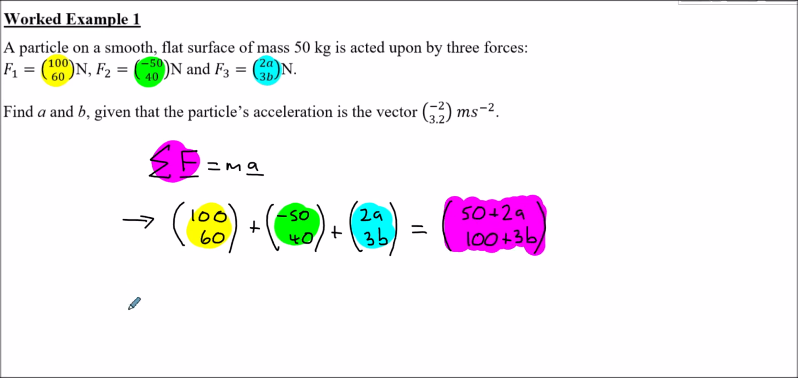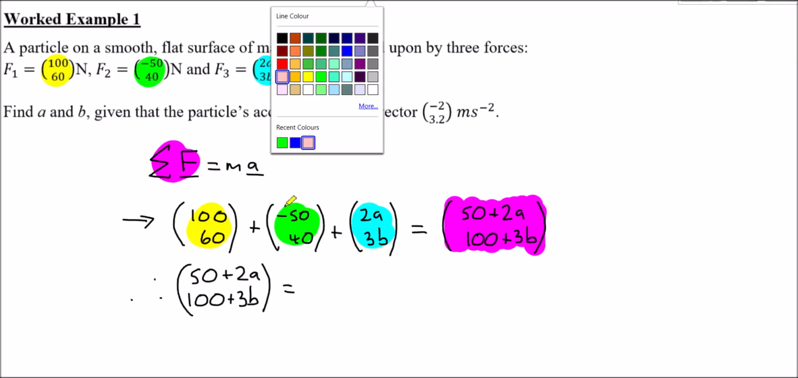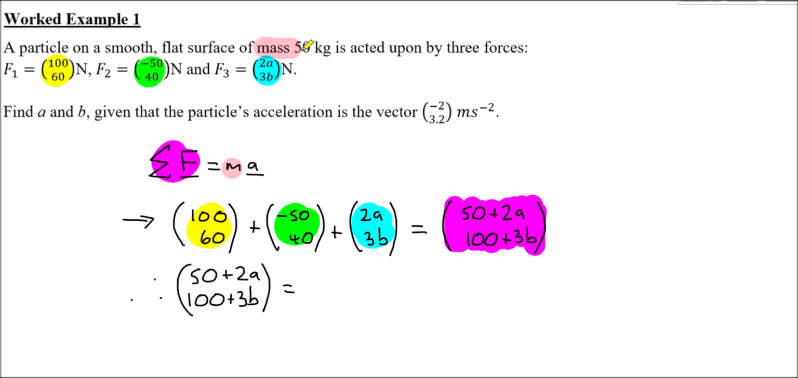So therefore we can say that that resultant force, 50 plus 2a on top, and on the bottom 100 plus 3b, equals a mass, which is 50, multiplied by the acceleration, which we have here is minus 2 and 3.2.